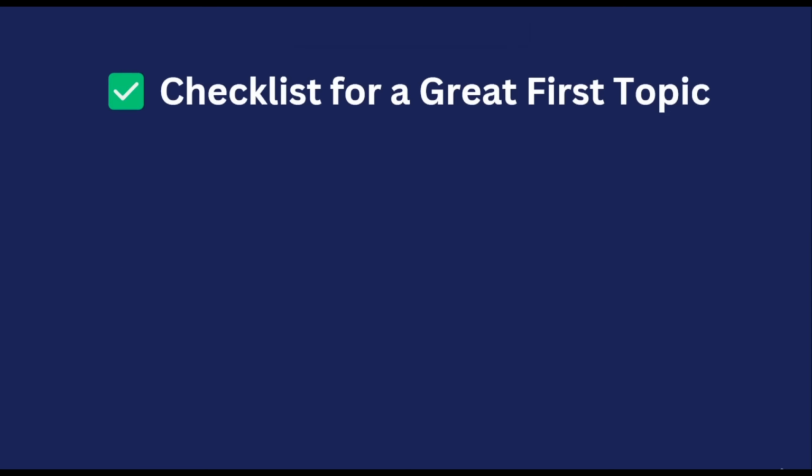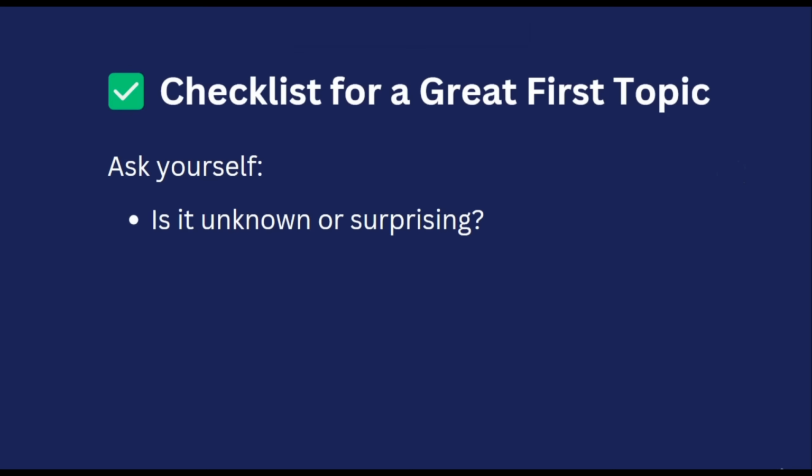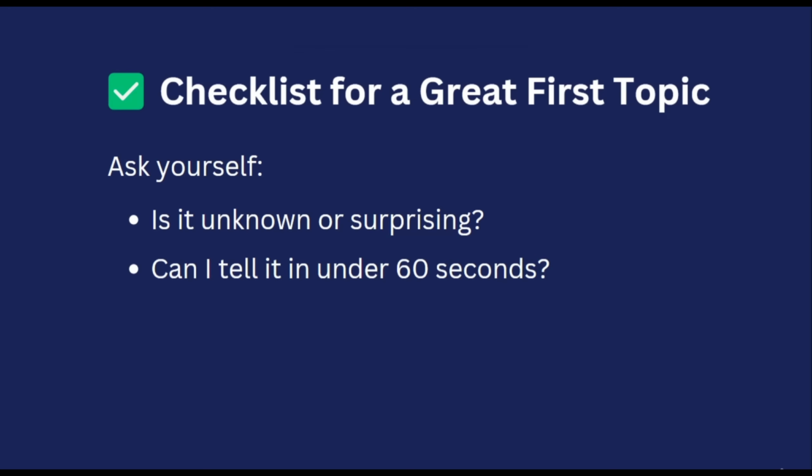I'm going to give you a checklist for a great first topic for your video. You want to ask yourself these questions about the topic you're about to choose. The first one: is the topic you're about to choose unknown or surprising? Because when we created our brand identity, we realized that our focus is on creating content about historical facts that are unknown or surprising.